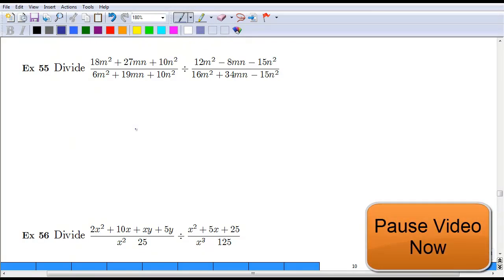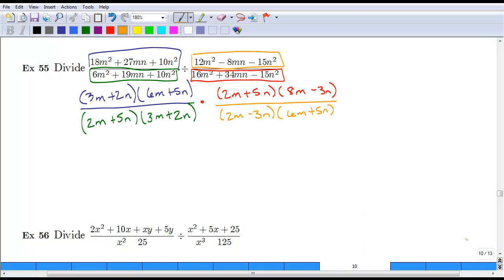Now I want you to pause the video at this time, try the next example. You can use either guess and check or the AC method, either way you prefer. Factor these, multiply by the reciprocal of the second fraction, and then simplify your answer and resume the video when you've completed it to check to see that you've done everything correctly.